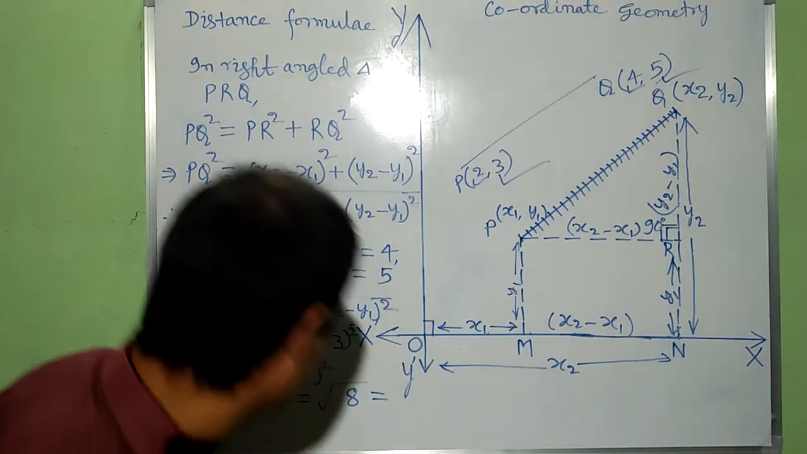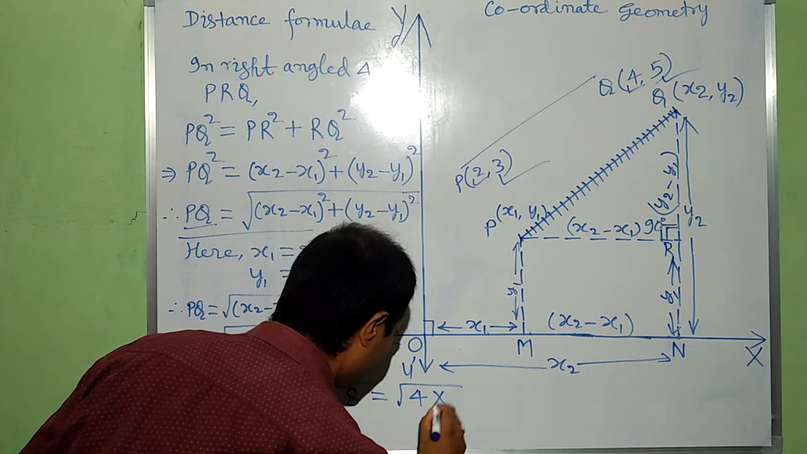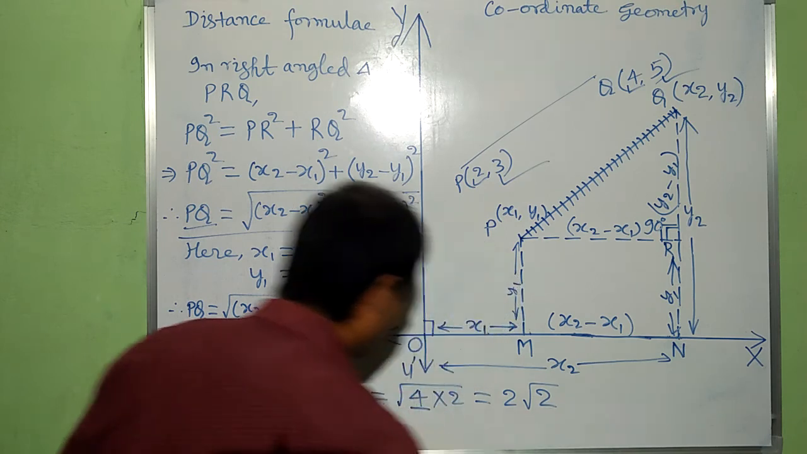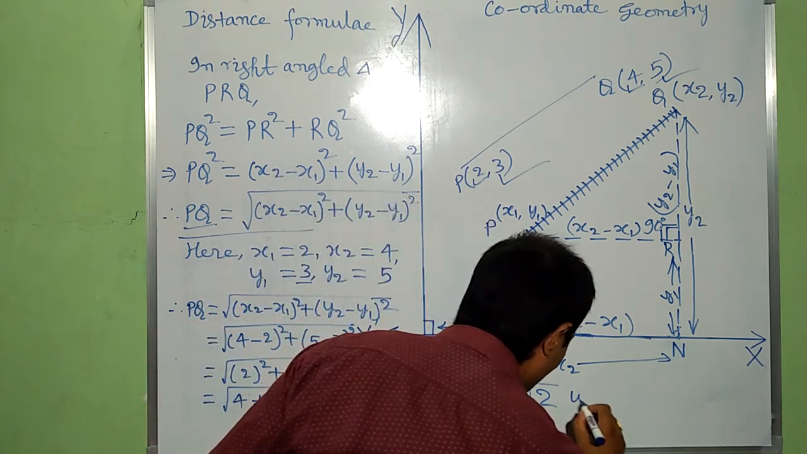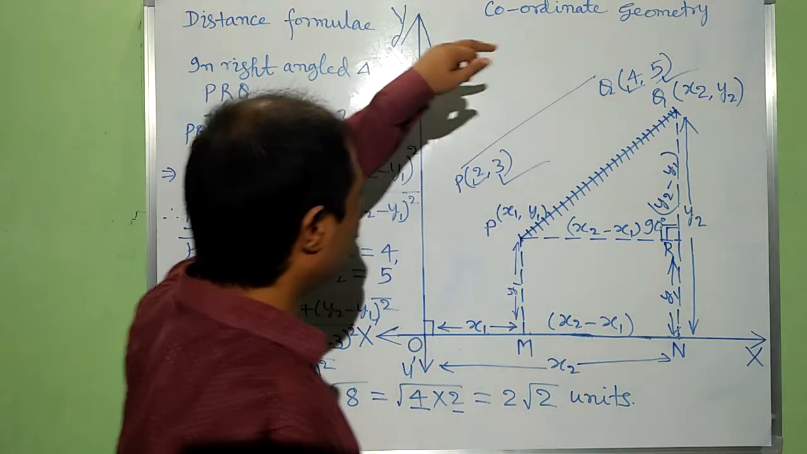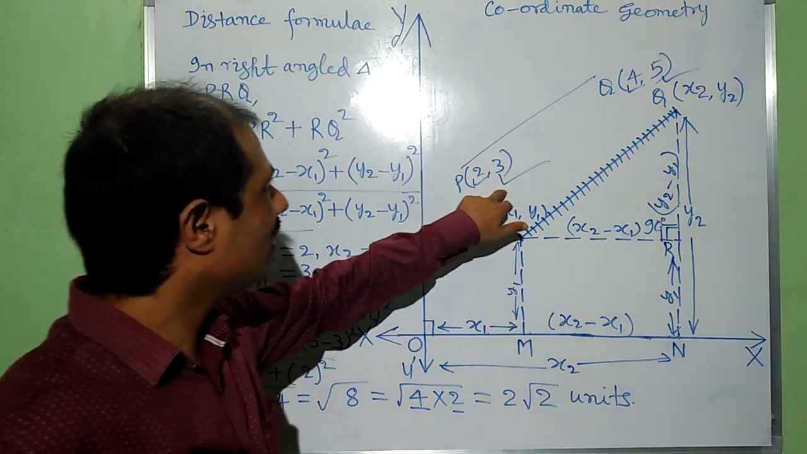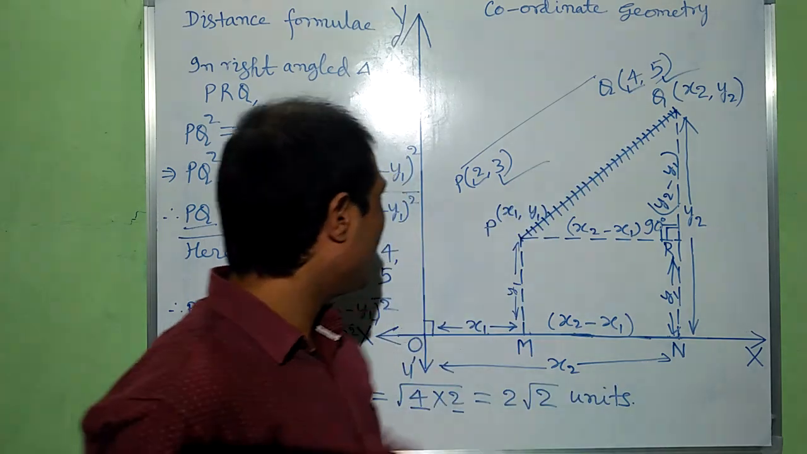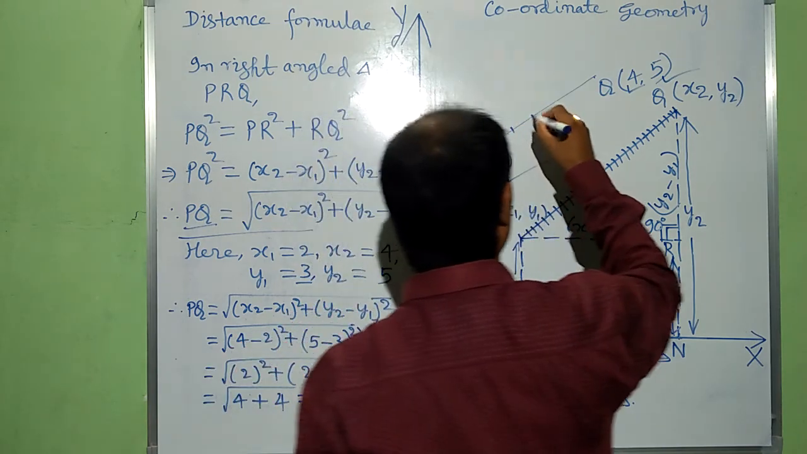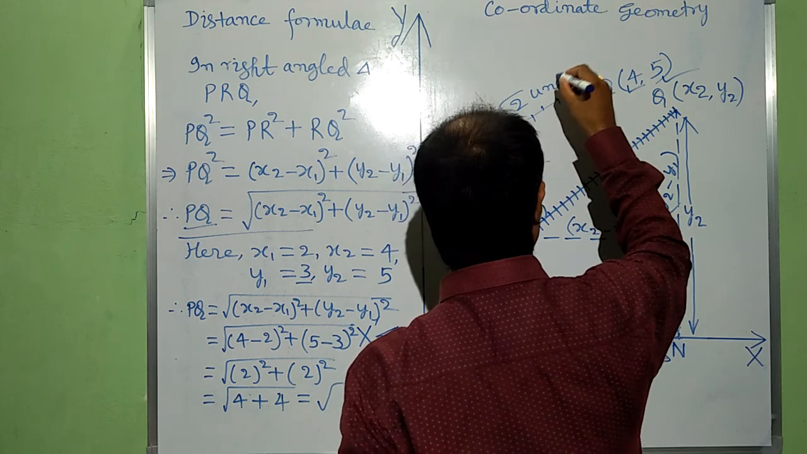It will be root under 4 into 2. The square root of 4 is 2, so 2 root 2 units. In this way, the distance between PQ, if the coordinates of P are 2, 3 and the coordinates of Q are 4, 5, then its distance will be 2 root 2 units.